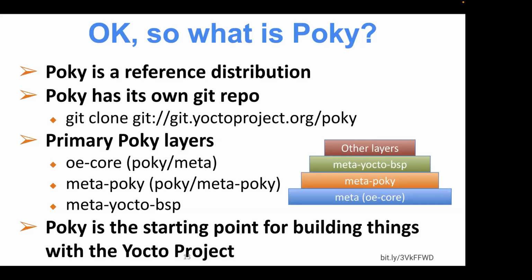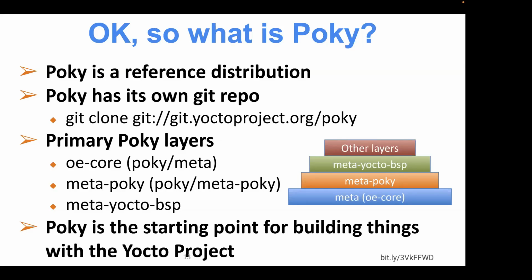Pocky was named after the chocolate-covered pretzel that's quite popular in Asia. You'll find it at actually most convenience stores, certainly around North America and Europe that I've looked. Pocky comes in lots of different flavors and so on. It's spelled with a C, however, P-O-C-K-Y. Pocky, of course, is the reference distribution of Yocto Project. It's basically the starting point for whatever it is you ultimately want to build with Yocto Project.